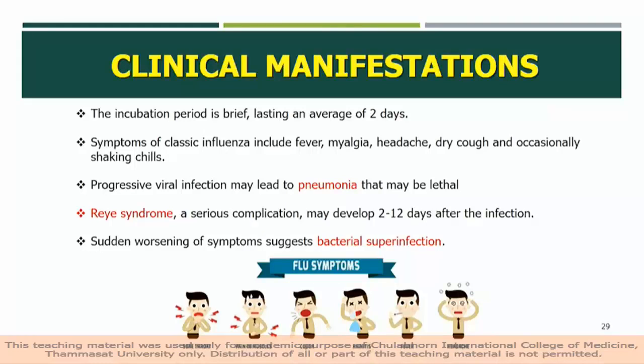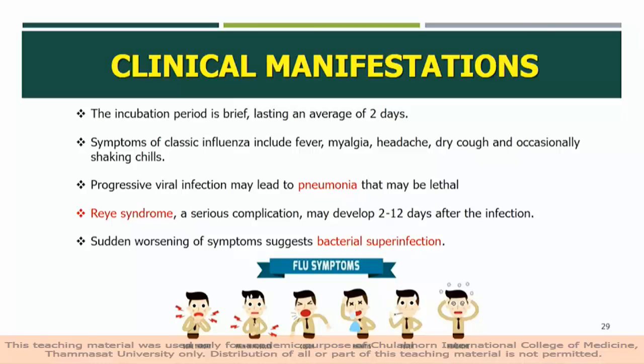The incubation period of influenza virus is brief, lasting an average of 2 days. Symptoms of classic influenza include fever, myalgia, headache, dry cough, and occasionally shaking chills. The acute findings persist, sometimes with worsening, followed by gradual improvement. About 1 week after onset, patients feel significantly better. Progressive viral infection may lead to pneumonia that may be lethal, especially in elderly adults and individuals with underlying disease.